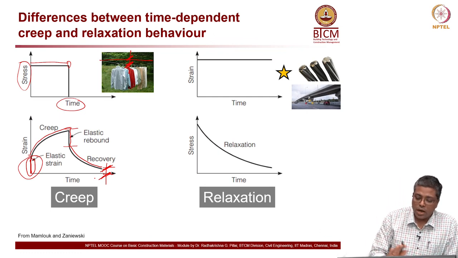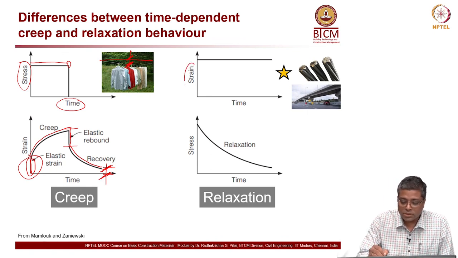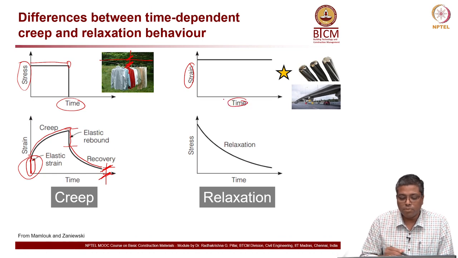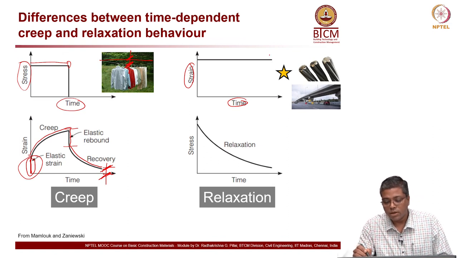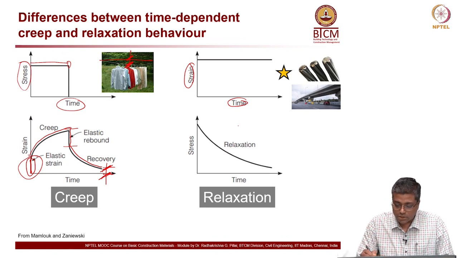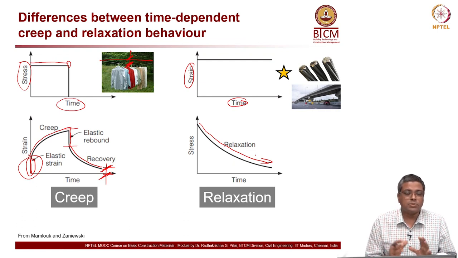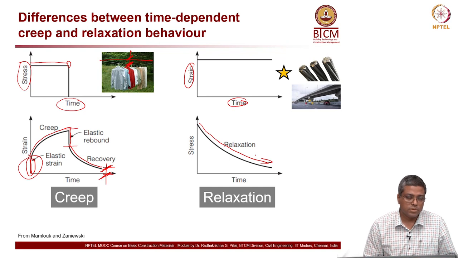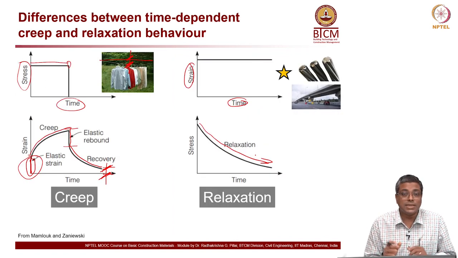Now, that's about creep. Let's talk about relaxation. Here, strain is constant as a function of time and not the stress. Now, when strain is constant, what is happening? Stress is coming down. Some realignment happens within the material, and because of that, the stress experienced by the material comes down. In other words, the material cannot take any more load as expected.